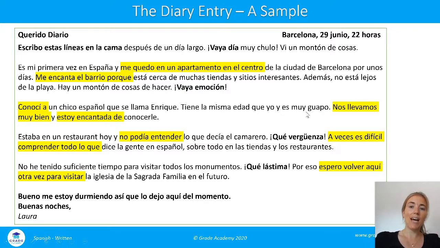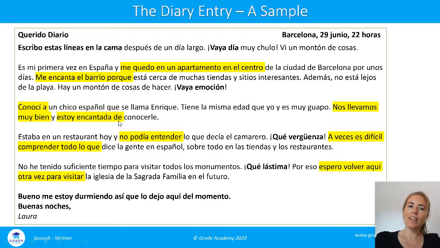He's the same age as me and he's very handsome. Here, again, if you wanted to keep it simpler, you could just give his age. But it's interesting to show the examiner that you know how to use words such as la misma edad, and you know that edad is femenina, and so on. Nos llevamos muy bien. We get on very well. You can use that when describing any person.